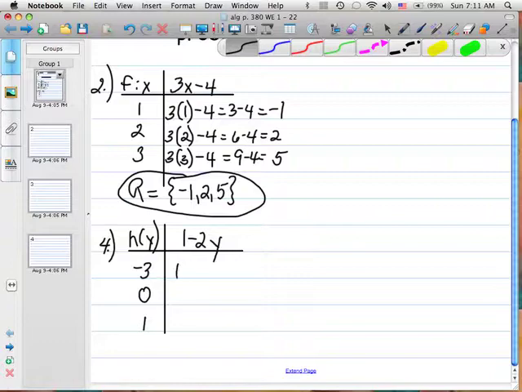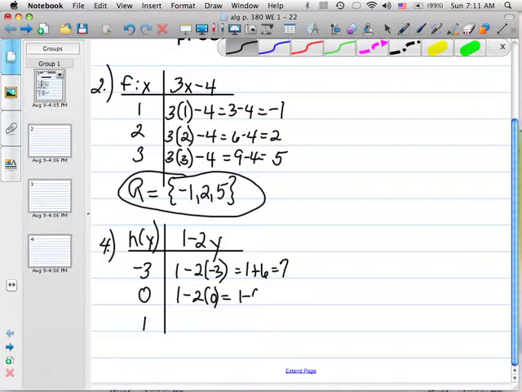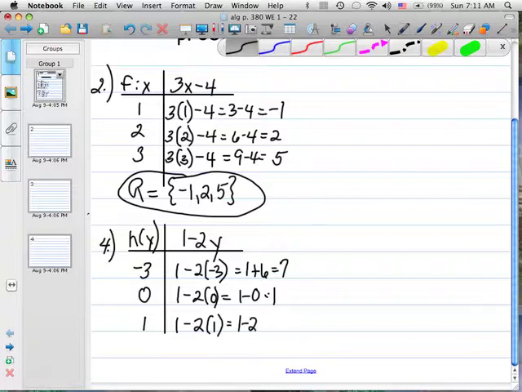So plugging in the values, 1 minus 2 times negative 3 is 1 plus 6, which is 7. Putting in 0, 1 minus 2 times 0 is 1 minus 0, which is 1. And plugging in 1, 1 minus 2 times 1 is 1 minus 2, which is negative 1. So our range is, in numerical order, negative 1, 1, 7.